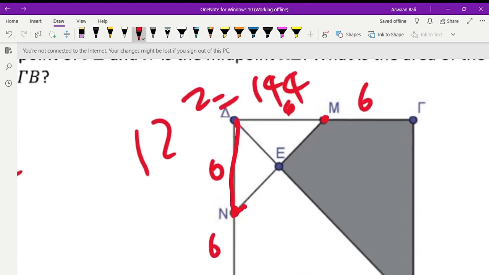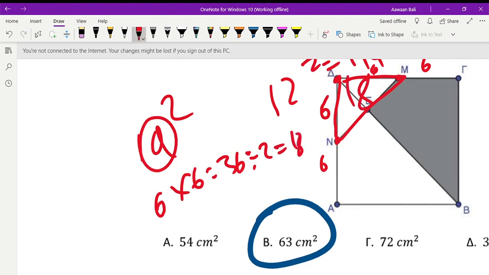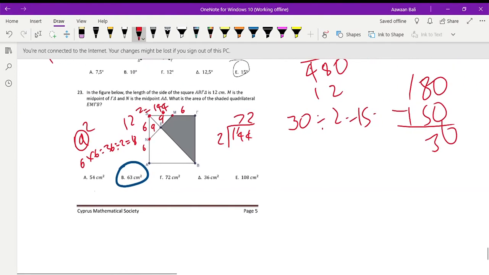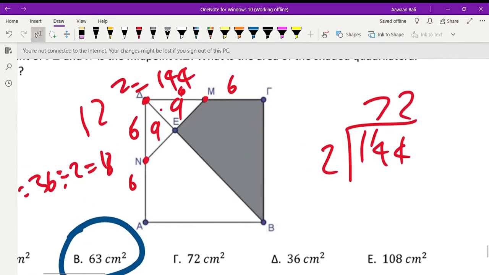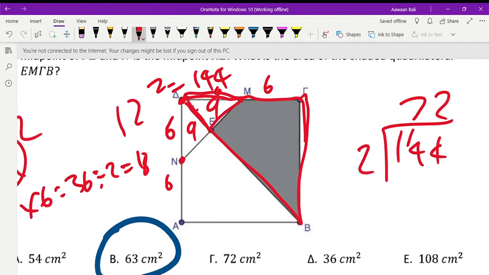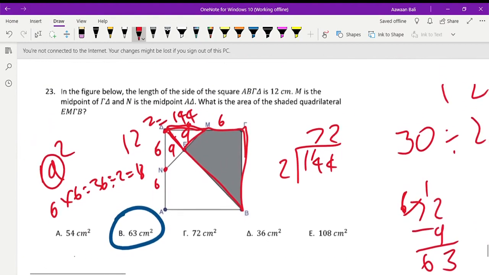So now we have the power to find this here. They're in this square. So we do 6 times 6, 36. Half of 36, divided by 2, is 18. So the area of this whole thing is 18. Now if we divide by 2, we have 9. So now, since we know the whole triangle is 72 and the area of this is 9, we can just do 72 minus 9 and you get 63. So therefore the answer is beta, 63 centimeters squared.